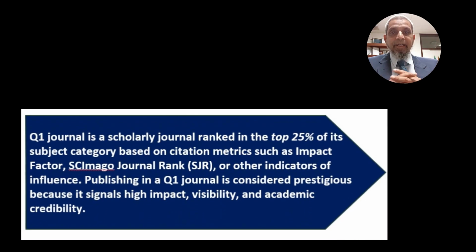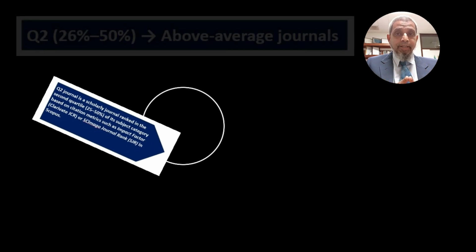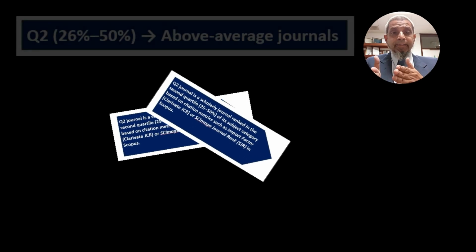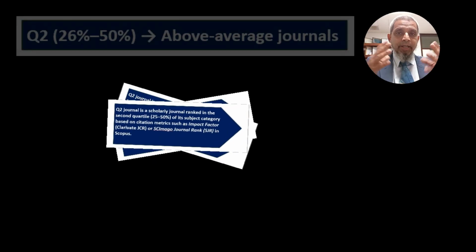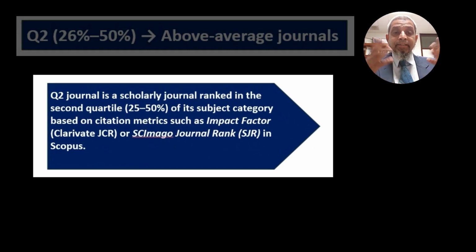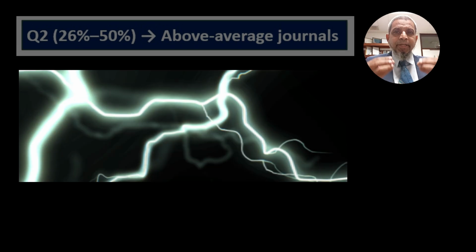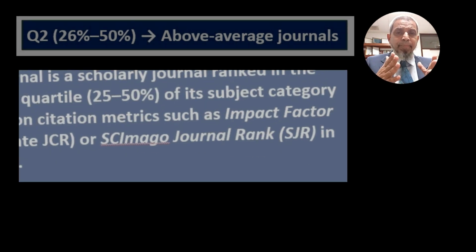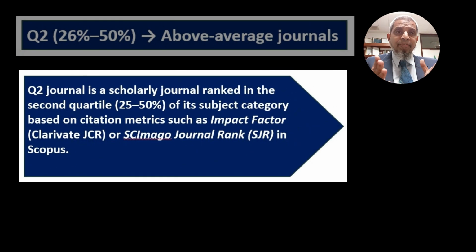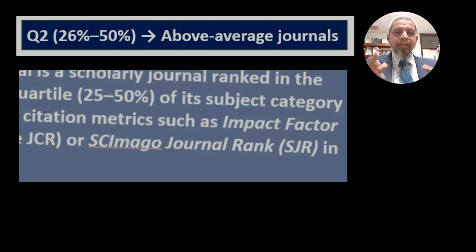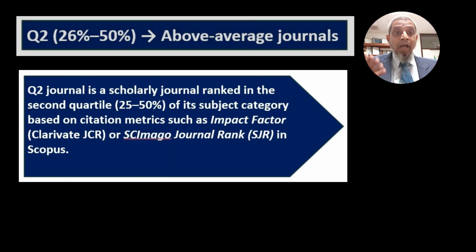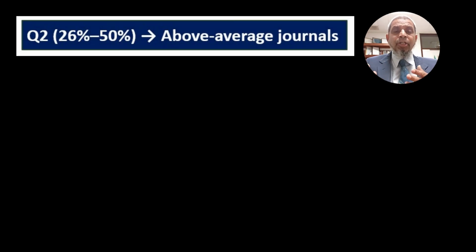Number 2, Q2 journals or quartile 2 journals fall in the rank between 26 to 50%. Q2 journals are also known as second quartile journals of the subject category based on the citation metric such as impact factor released by Clarivate Analytics and SCImago journal rank in Scopus. Q2 journals are considered above average journals on the basis of their performance, citation and impact.